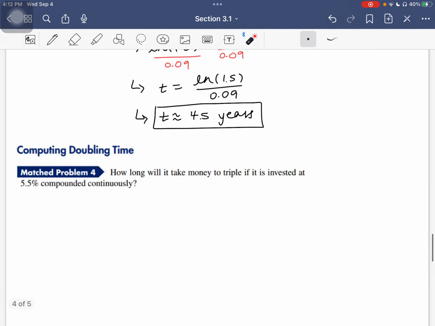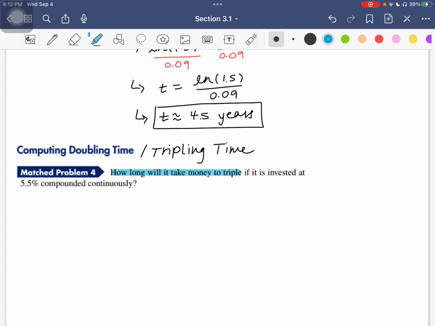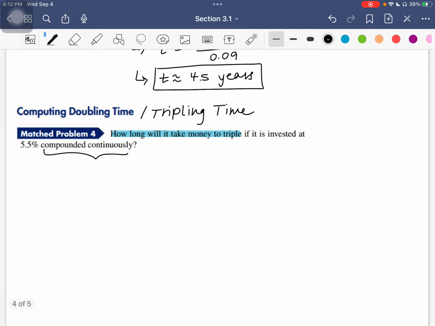And the very last thing we'll look at is computing doubling time. So actually this problem in particular is going to be tripling time. But in the book, there's an example just like this, but it's looking at doubling time. So we're asked, how long will it take money to triple if it is invested at 5.5% compounded continuously? So again, we know we're going to be using this formula. And just like the previous example, we want to find t.